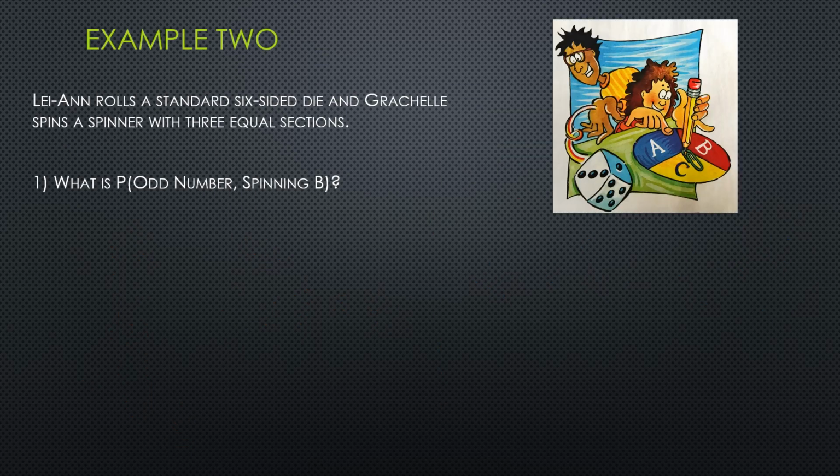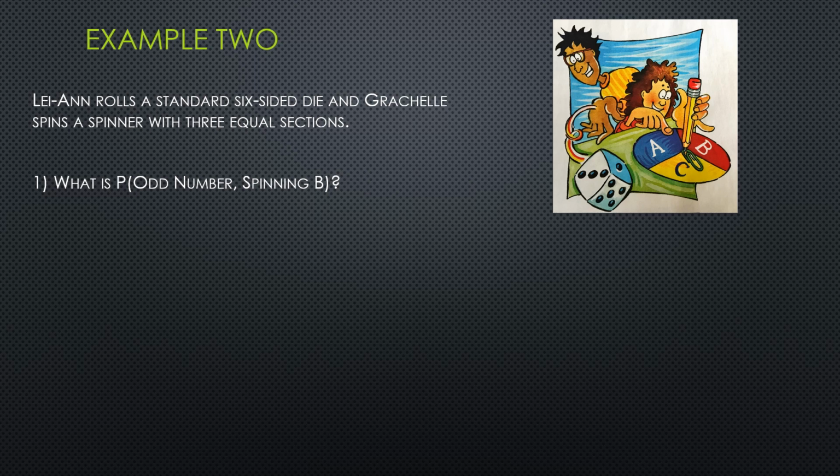So example 2 says Leanne rolls a standard 6-sided die and Grishel spins a spinner with 3 equal sections. Now, sorry, the only picture I could find that had something like this does not depict both the people in this example, but that's okay. What is the probability of getting an odd number and spinning a bee?